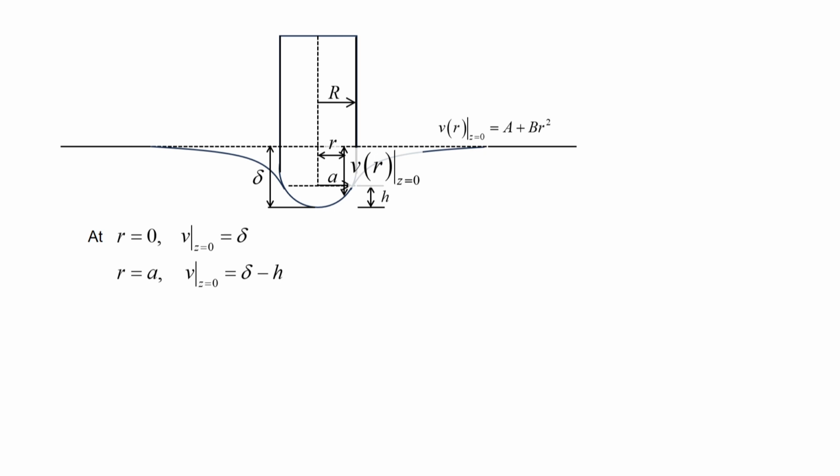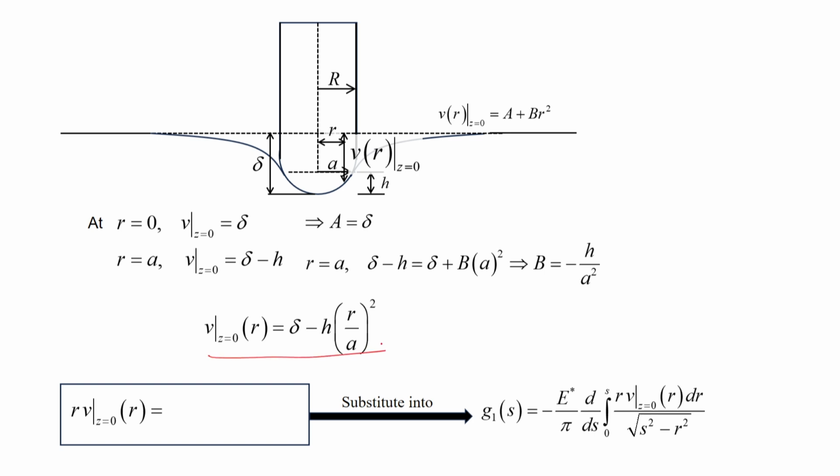Here I have already derived the expression for V. It is derived as V equal to delta minus h into (r by a) square. Here we will substitute the expression for V into this. So r into V(r), let us say r into V at z equal to 0, will be given as delta into r minus h into (r by a) whole square, like that.